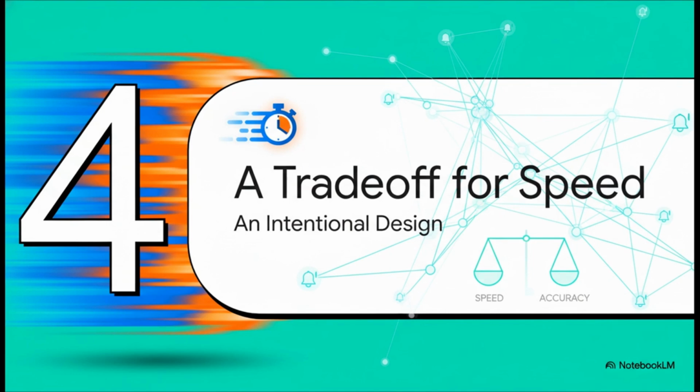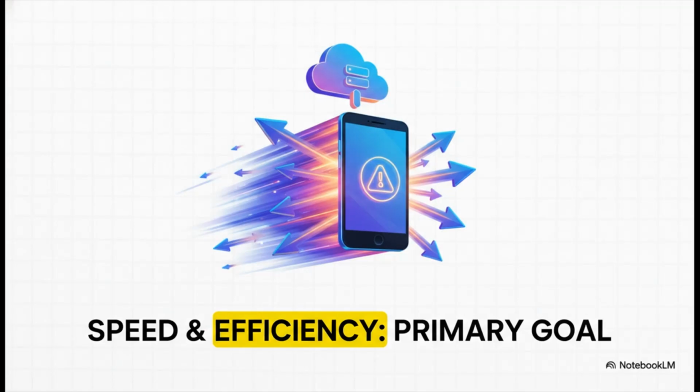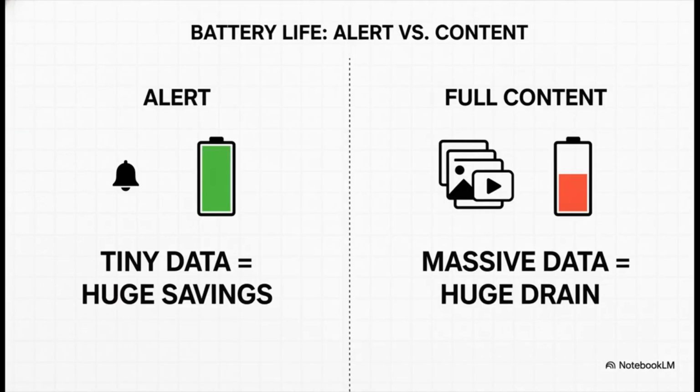Okay, so all of this points to the real reason the system is built this way. It's a very deliberate trade-off. It's all about speed. The system is designed to do one thing above everything else: prioritize that alert. Get that little heads up to your screen as fast as humanly or, well, technologically possible. And what does the system get for doing this? Two huge wins: speed and battery life. Sending that tiny little alert is incredibly fast and sips power. Just imagine if your phone had to wake up and download the full photo for every single notification you get. Your battery would be dead by lunch.